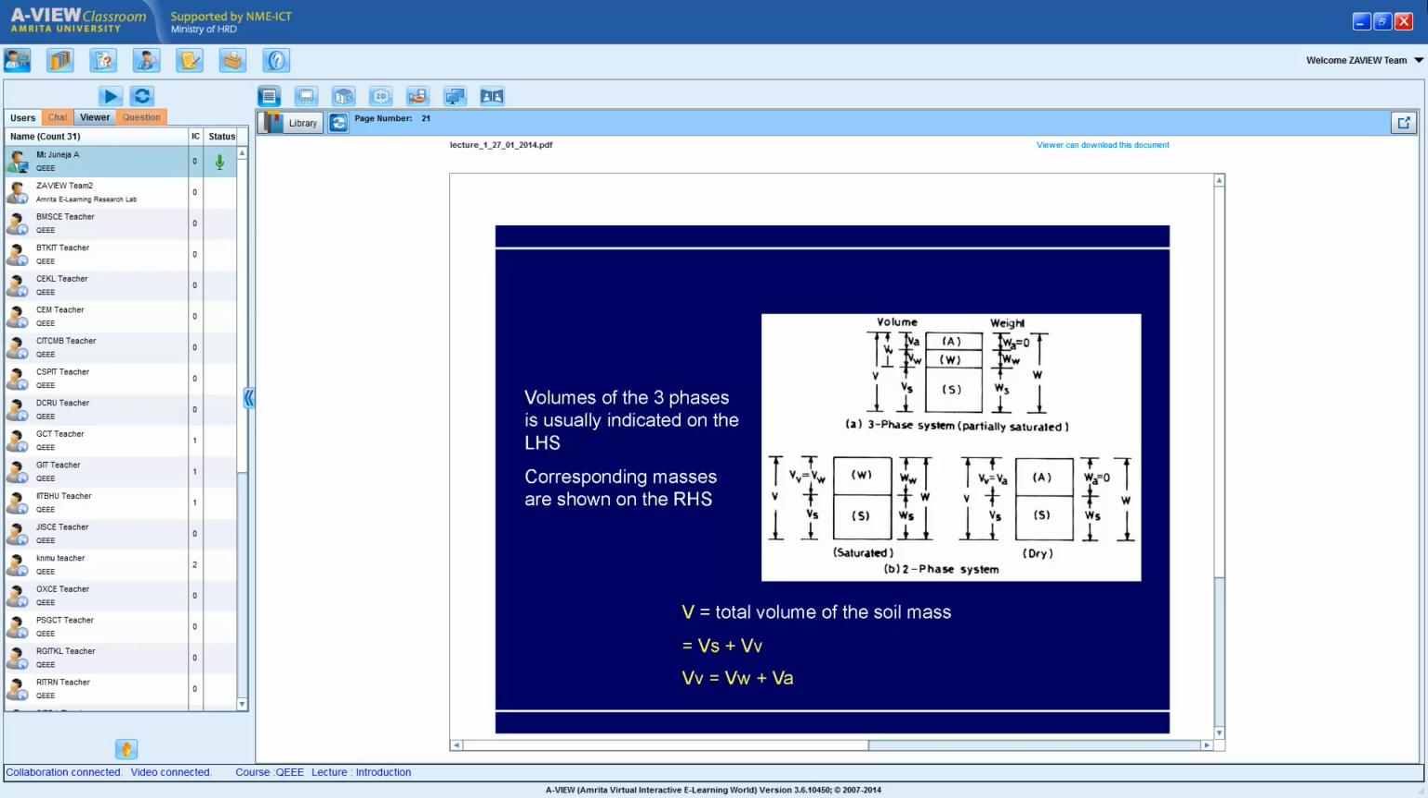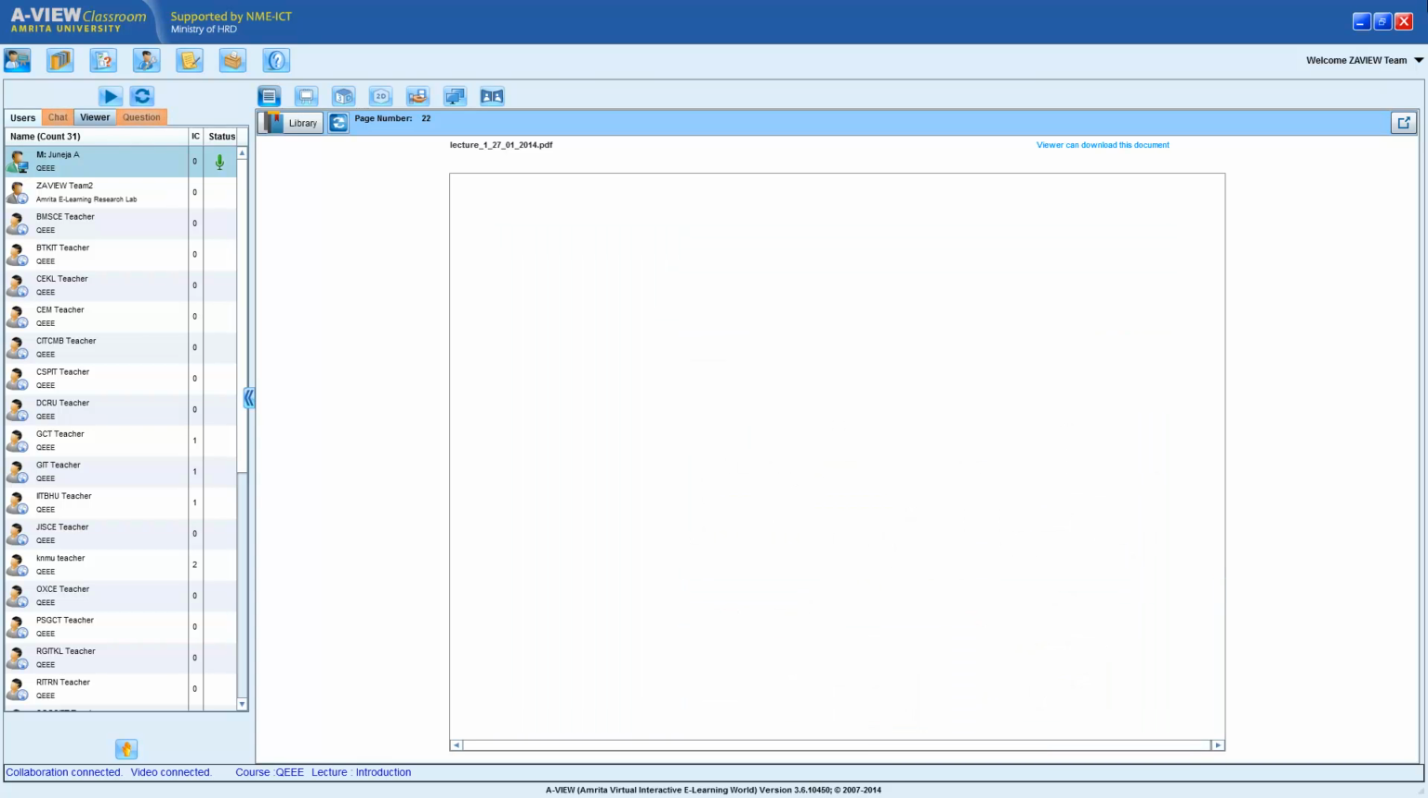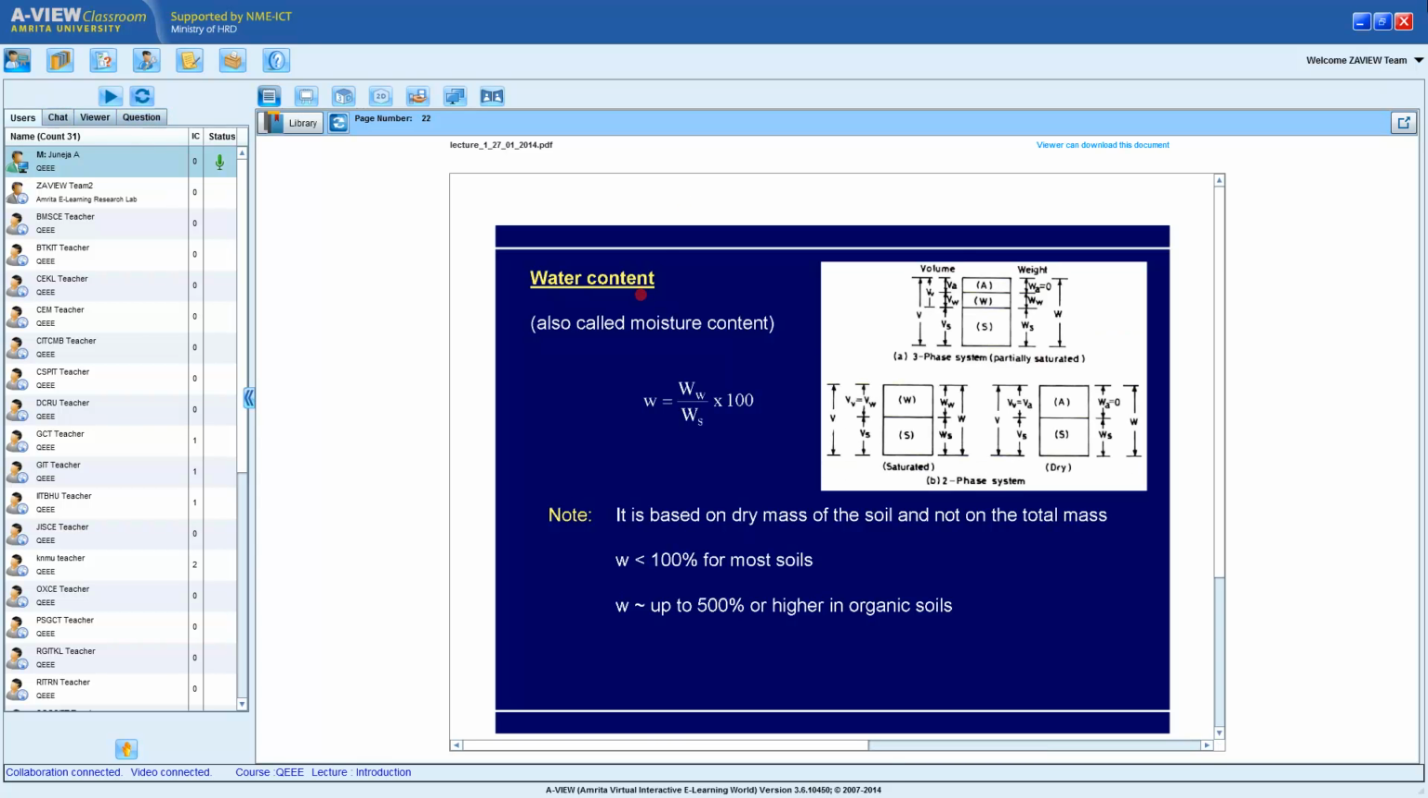Okay, we have about 10 minutes, and we'll go through the remaining part of this lecture. What we see is a three-phase diagram. We just finished speaking about it: the total volume should include the volume of solids plus the volume of voids, and the volume of voids is the volume of water plus the volume of air. In case you are slightly confused over this, we will go to the next few slides where we look at the individual terms in detail.